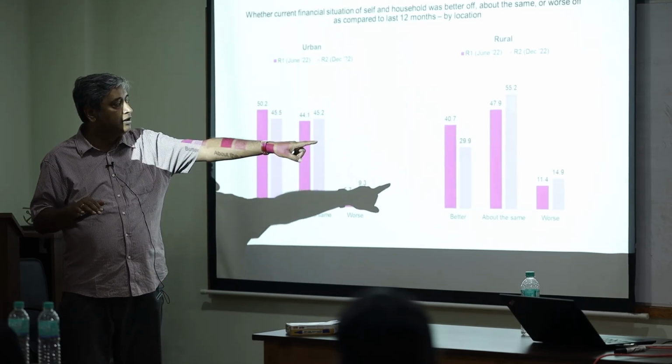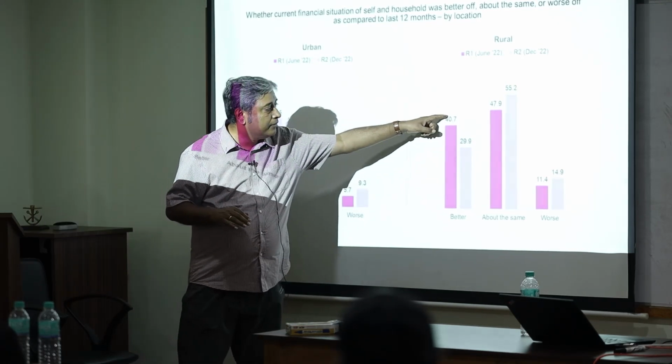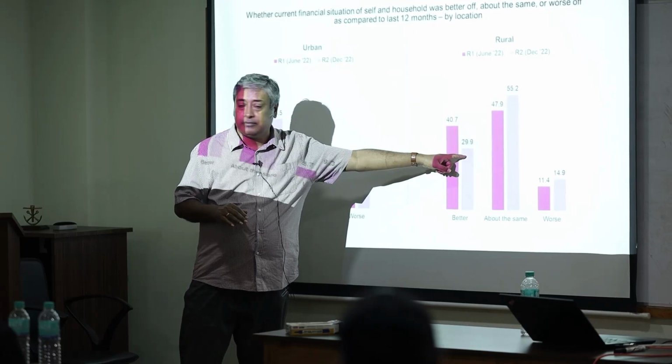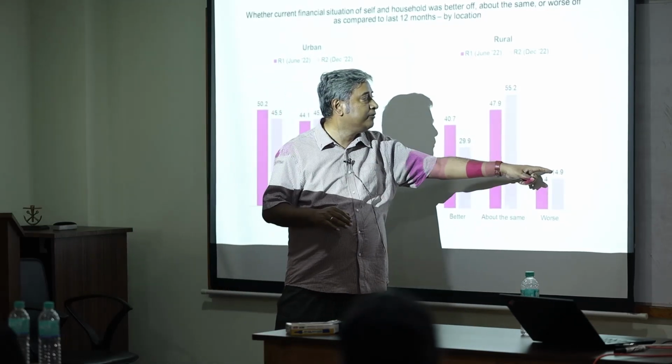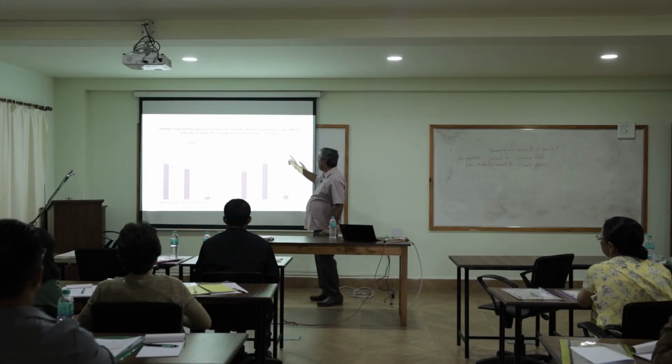That was urban, this was rural. It has dipped even more. Look at the jump. It was 40, it's come down to 29.9. 11 has jumped up to 15. This is as compared to last year.